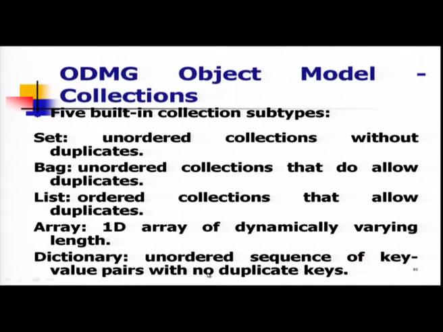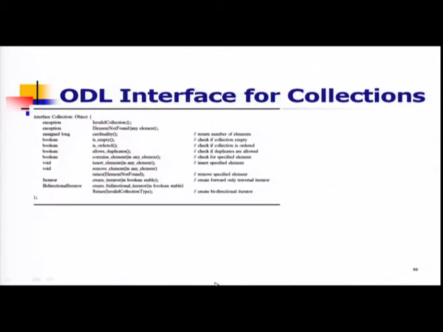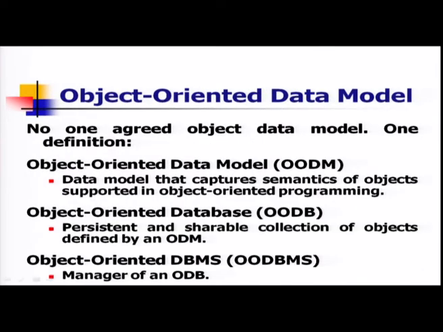So, ODMG makes provision for defining the defined sets. Within the defined set, you can use a simple Venn diagram and get things done. Bag, list, array, dictionary, all these are very useful, and what ODMG tells is you can define objects, collections of objects, you can simply use the set, you can do a lot of things and then go ahead. ODL interface for collections. Essentially the object oriented data model, no one agreed.